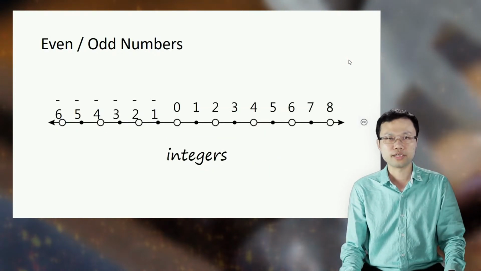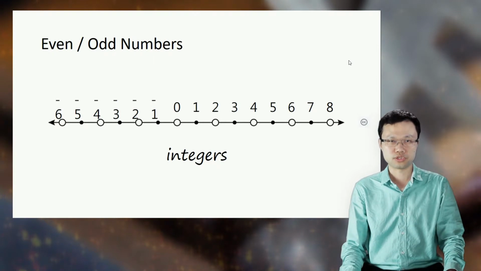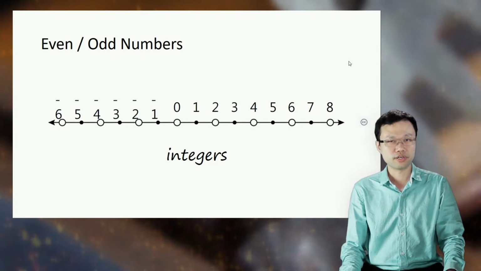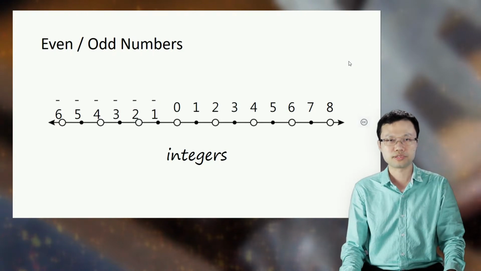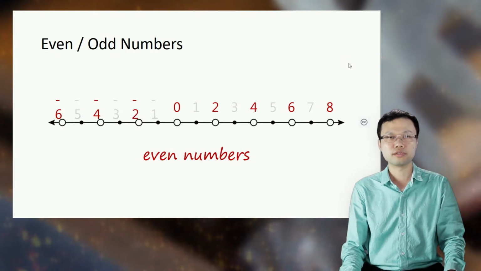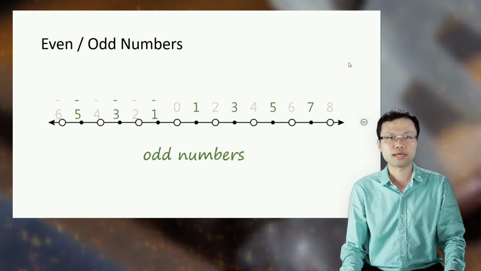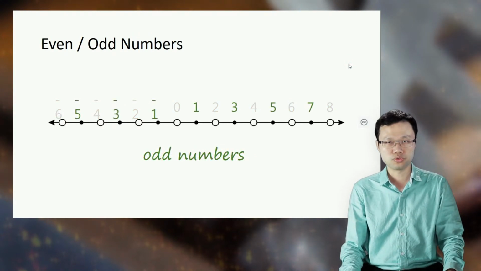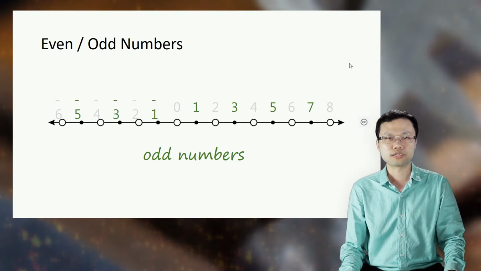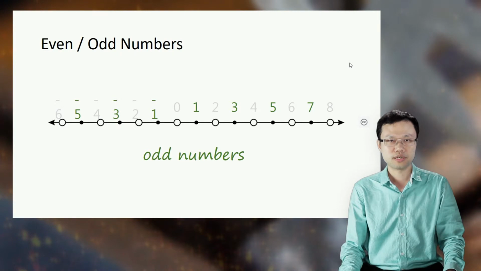There is another way of categorizing the integers, that is, to divide the integers into even and odd numbers. The integers that can be divided by 2 are called the even numbers. The integers that cannot be divided by 2 are called the odd numbers. Okay, so we are done with the integers.